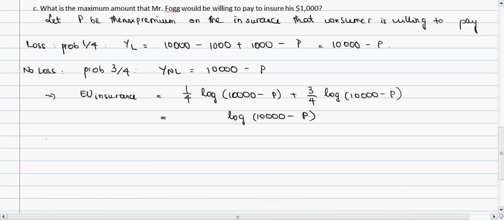Now, if he doesn't buy insurance, what would happen? As we found earlier, without insurance, his expected utility with no insurance is 3.988.